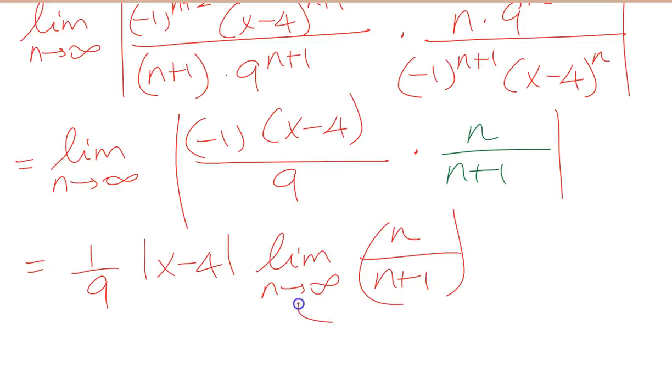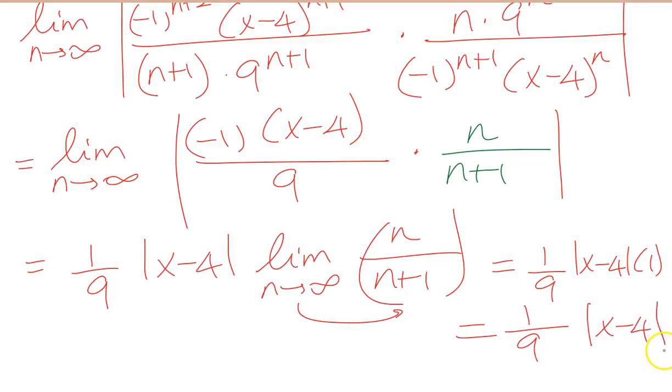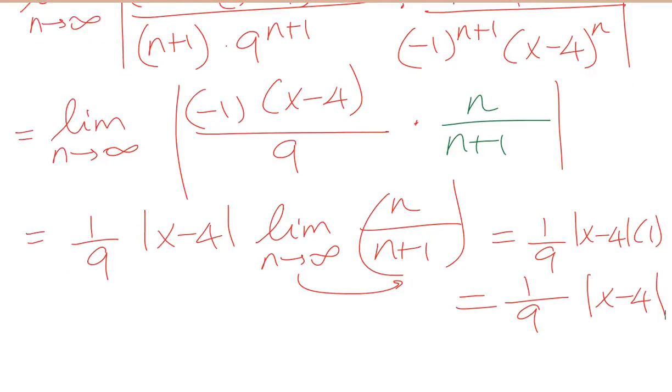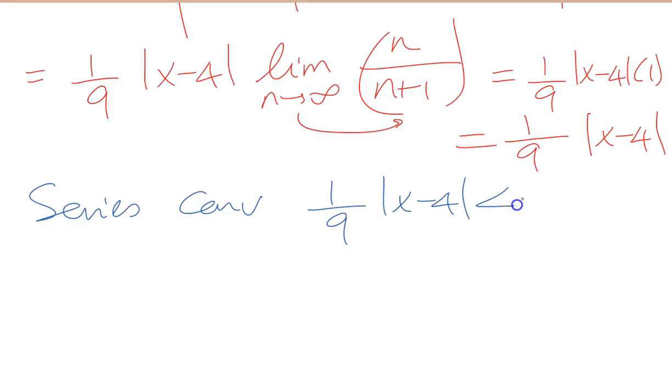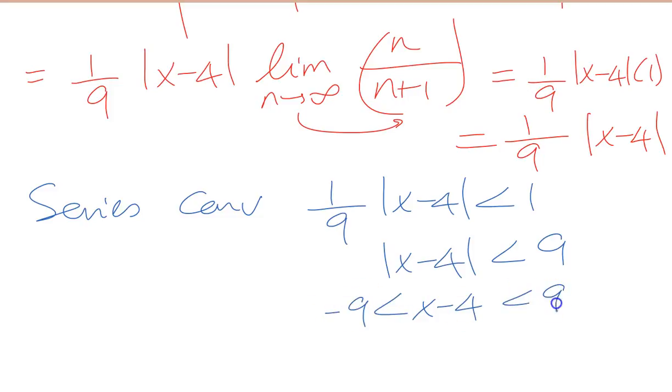Okay, so what is this limit going to be? This limit is 1, so we have 1/9 times the absolute value of x minus 4 times 1. So the limit of the ratio is 1/9 times the absolute value of x minus 4. But what does the ratio test tell you? The series converges when the limit of the ratio is less than 1. That means the absolute value of x minus 4 is less than 9. Multiply both sides by 9. x minus 4 is between negative 9 and 9. Now we add 4 everywhere, that will be 13, and this will be negative 5.